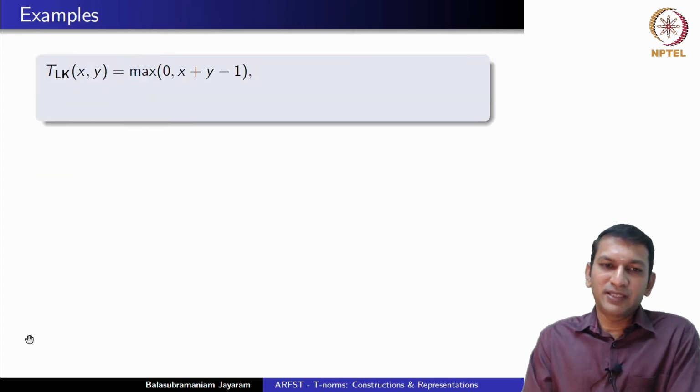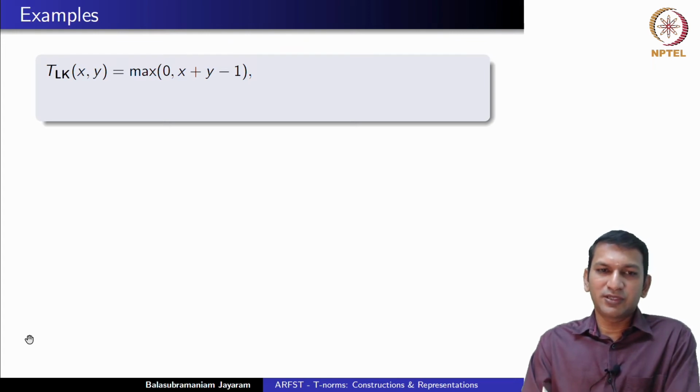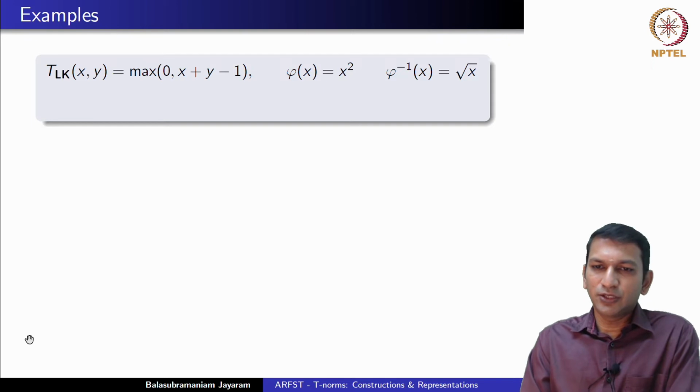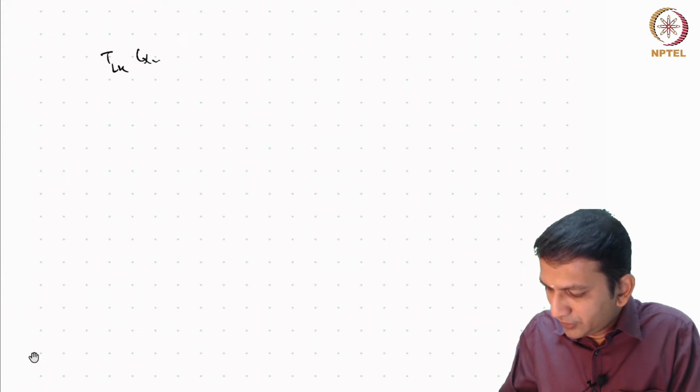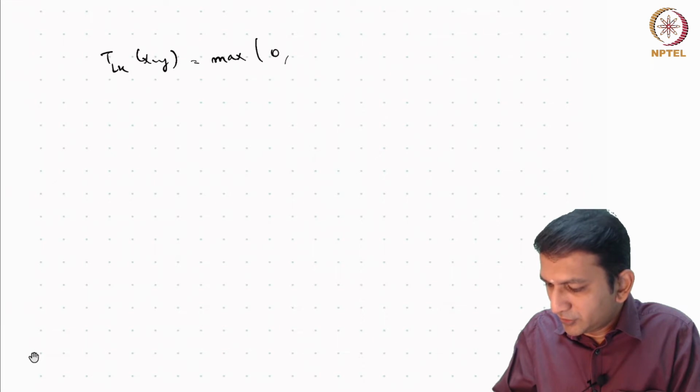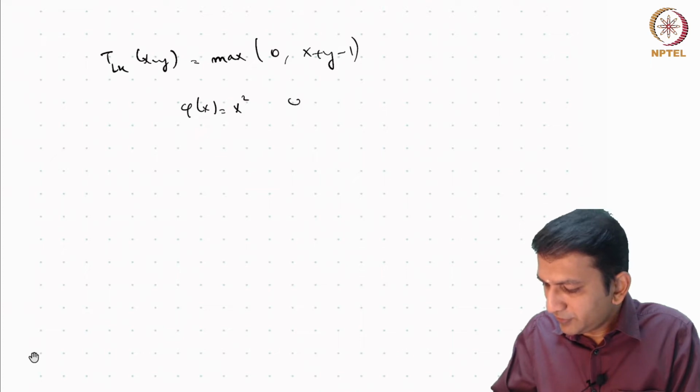Let's look at some examples. Let's take the Łukasiewicz T norm, and for the increasing bijection, let's look at x square. Clearly, phi inverse of x is root x. Now, if you actually work out what it will turn out to be, we have T_LK of x, y is the maximum of 0, x plus y minus 1. We have phi of x to be x square. So phi inverse of x will be root x.